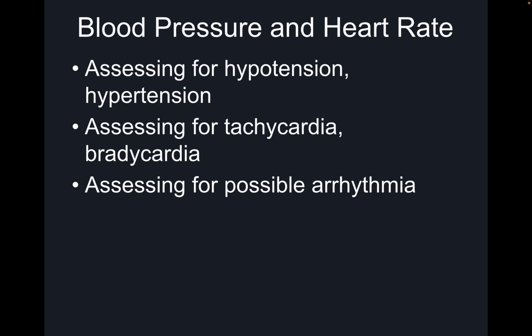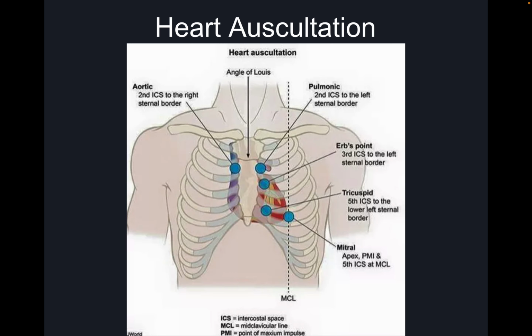We'll start with the cardiac exam, which begins with a review of the vital signs, particularly the blood pressure and the heart rate, assessing for hypo or hypertension, assessing for tachycardia or bradycardia, and then also assessing the rhythm to see if it's regular or irregular, to identify potential arrhythmia. And then we typically move to auscultation of the heart, which we'll be discussing a lot more and having a chance to practice in class.